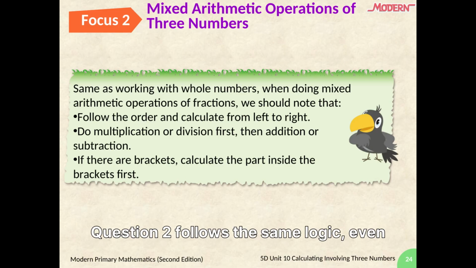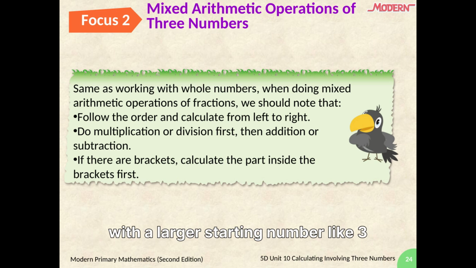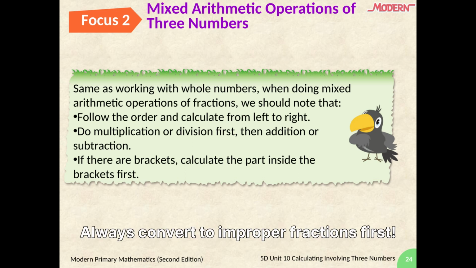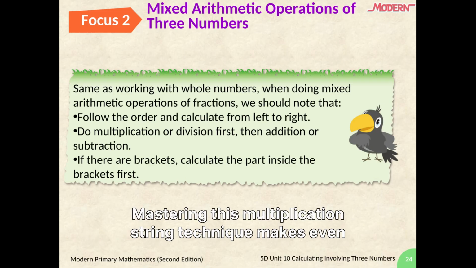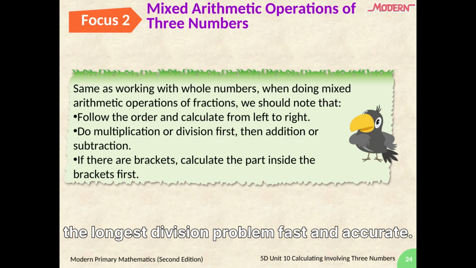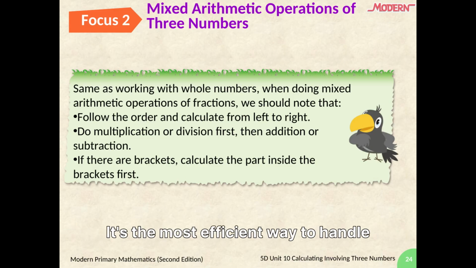Question 2 follows the same logic, even with a larger starting number like 3 and 4/7. Always convert to improper fractions first. Mastering this multiplication string technique makes even the longest division problem fast and accurate. It's the most efficient way to handle 3 numbers.